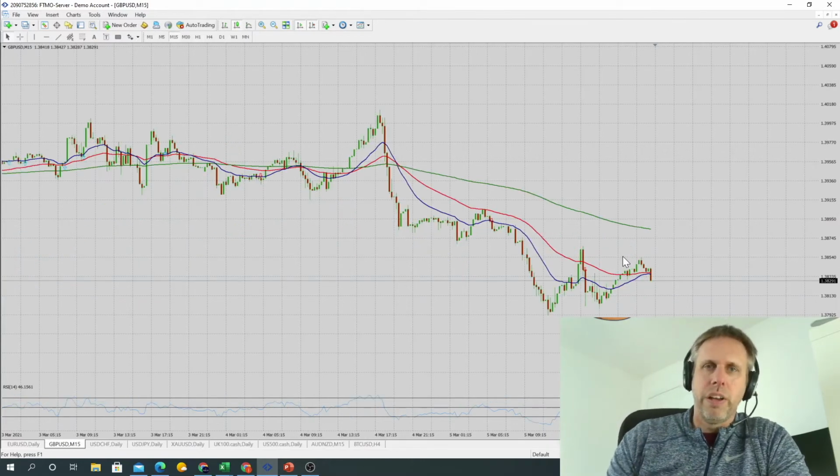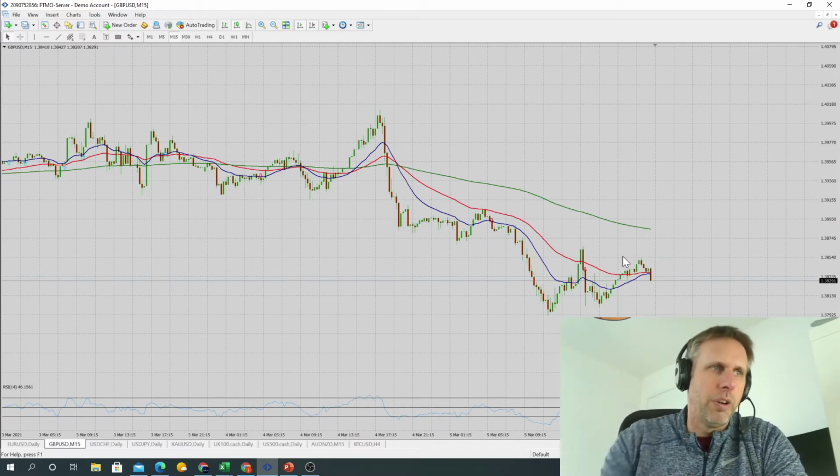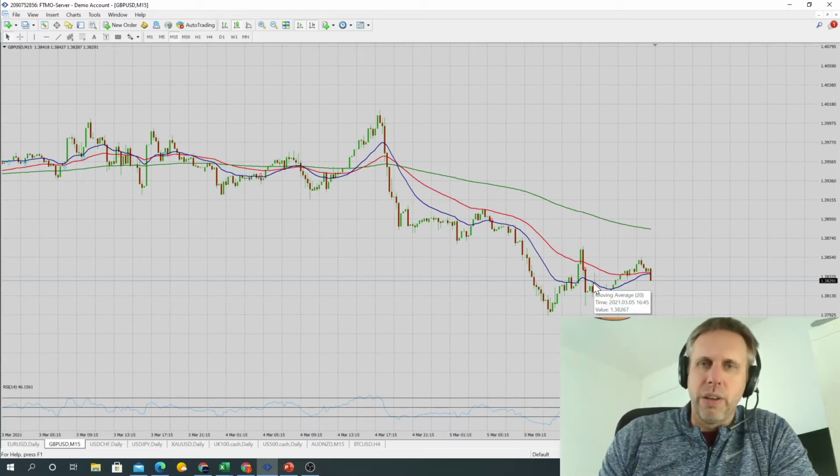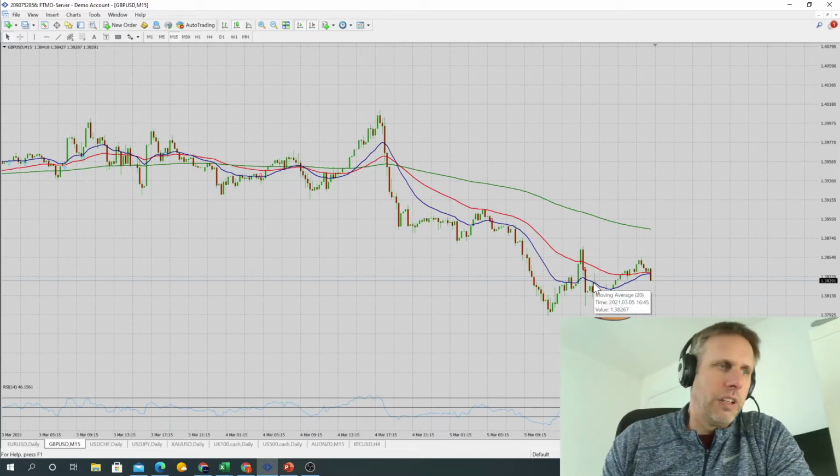Just an example here on the 15-minute: every time the price pulls back up into the moving average zone, it breaks down quite aggressively, and therefore for the beginning of the week, there are definitely some short opportunities coming on GBP USD.